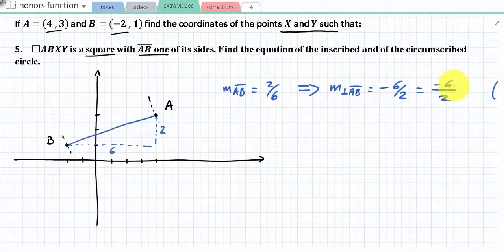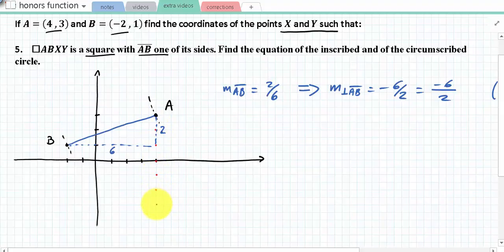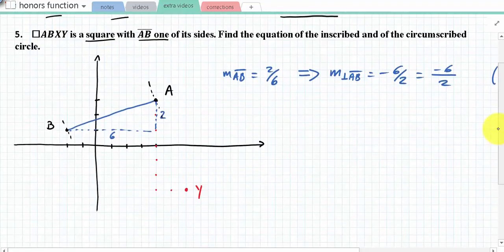Okay, so let's go. Down 6, right 2, so 1, 2, 3, 4, 5, 6, right 2, 1, 2, here we go. So this is going to be Y. And I'm going to do the same with B. 1, 2, 3, 4, 5, 6, 1, 2. Here we go. And this is X right here. So this is just playing with the perpendicular slope.